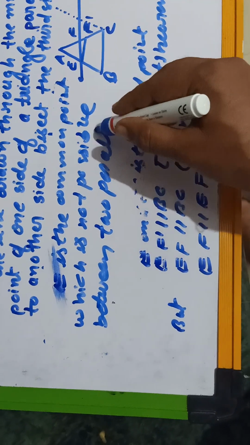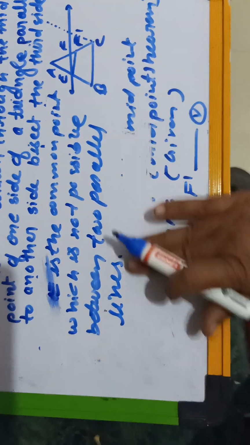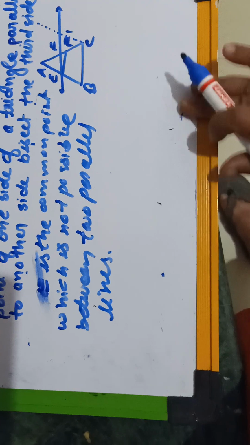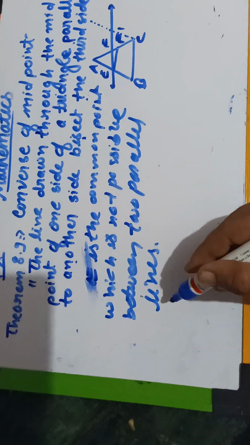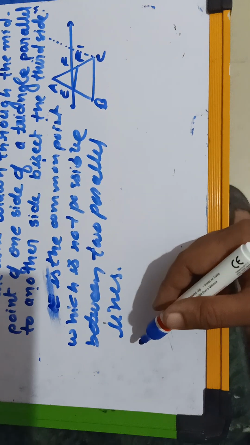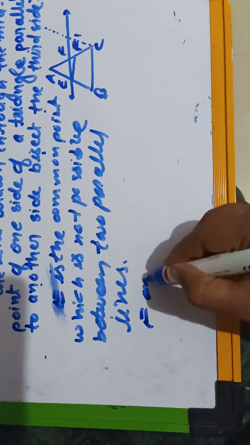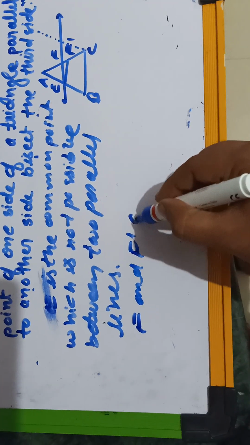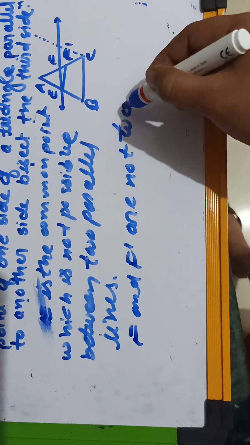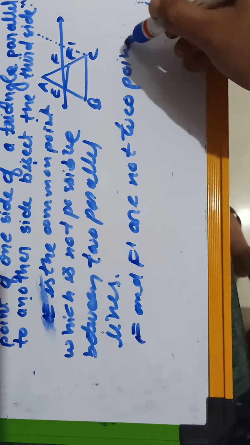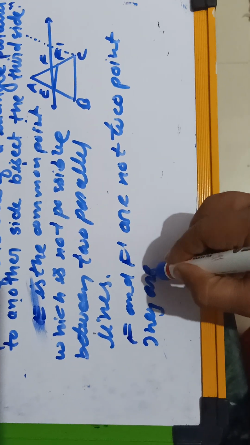You must have understood that when two lines are parallel, there can never be a common point between them. It means our supposition, what we have taken that F dash is the midpoint, our supposition is wrong. F and F dash are not 2 points, they are 1 point.